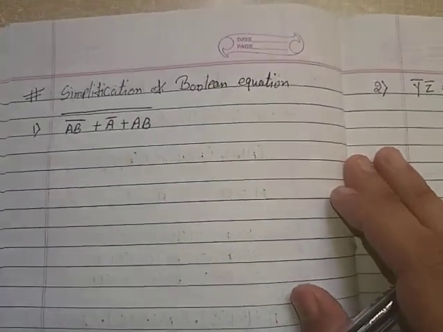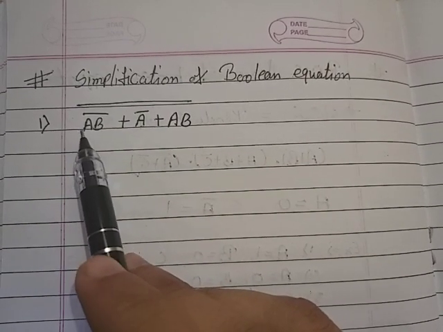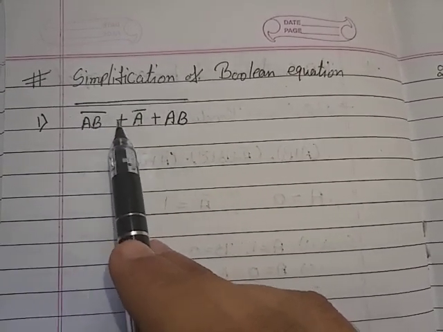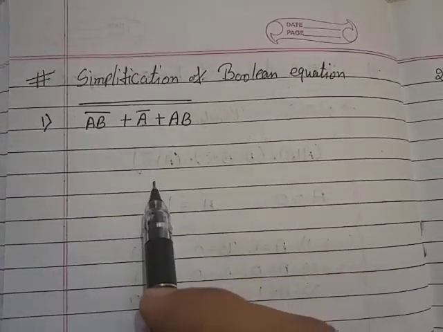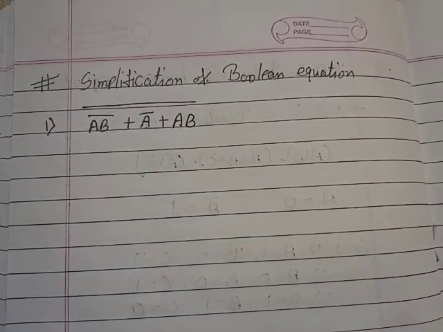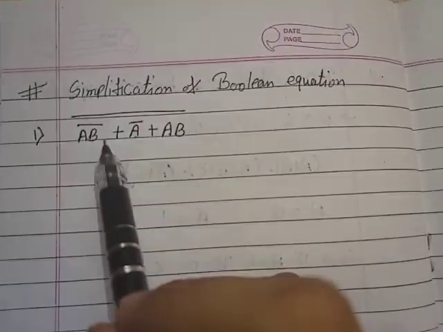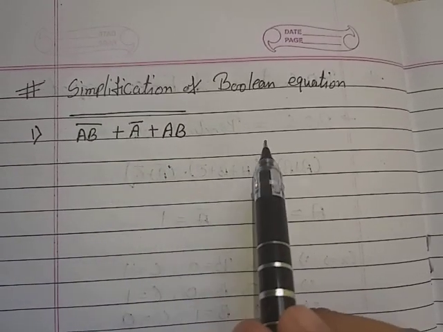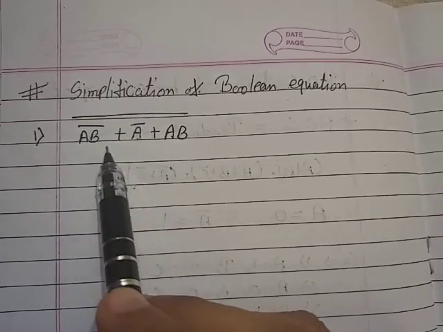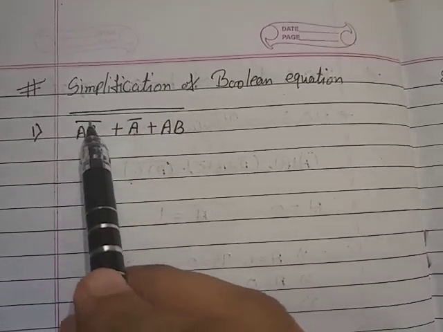Now let's move to the next topic, simplification of Boolean equation. Suppose we are given the Boolean equation (AB)bar plus A bar plus (AB)bar, and we have to simplify it. So let's start. Now here, suppose A is equal to AB, then we get (AB)bar plus AB.